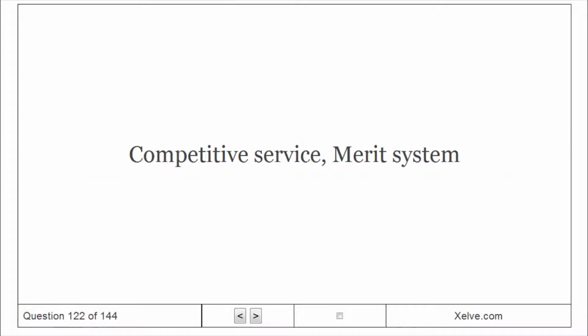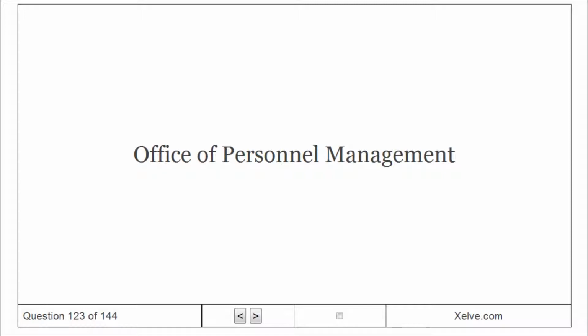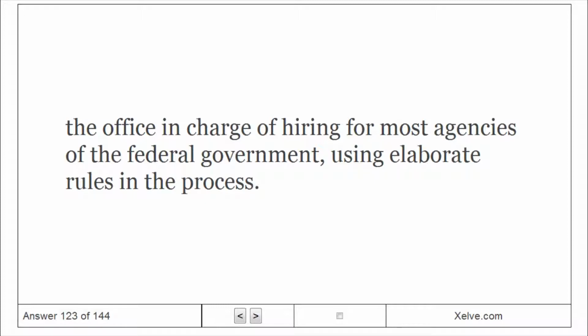Competitive service, merit system, the system by which federal civil service jobs are classified into grades or levels, to which appointments are made on the basis of performance on competitive examinations. Office of Personnel Management, the office in charge of hiring for most agencies of the federal government, using elaborate rules in the process.